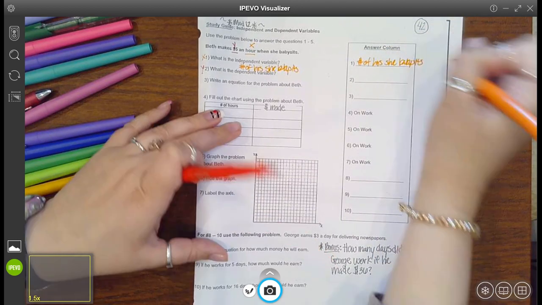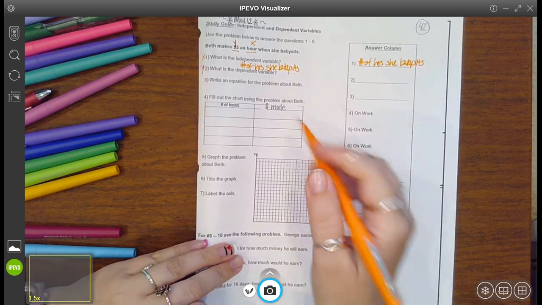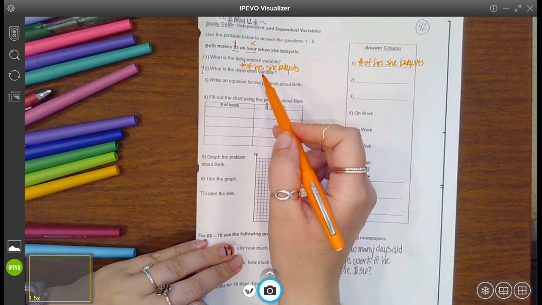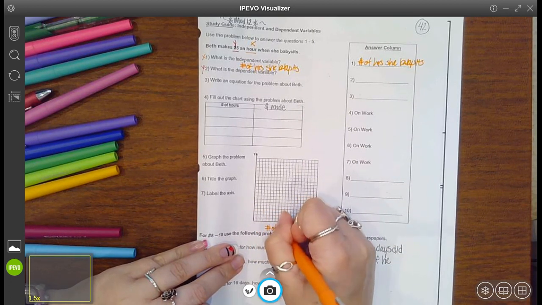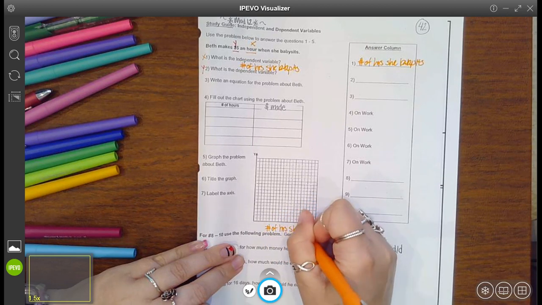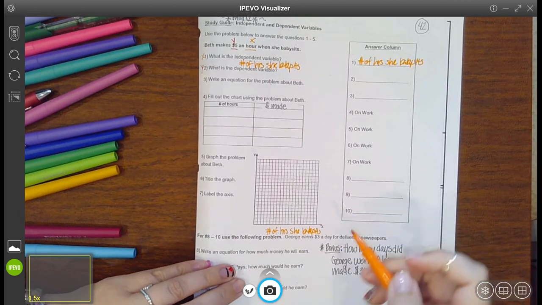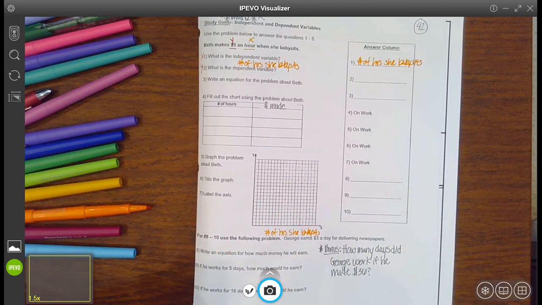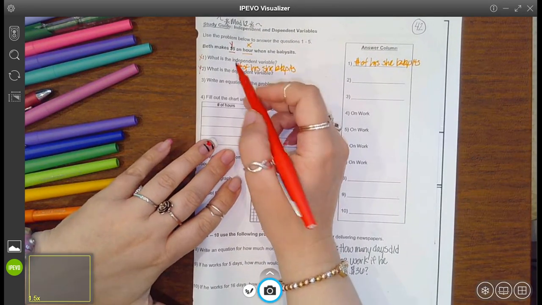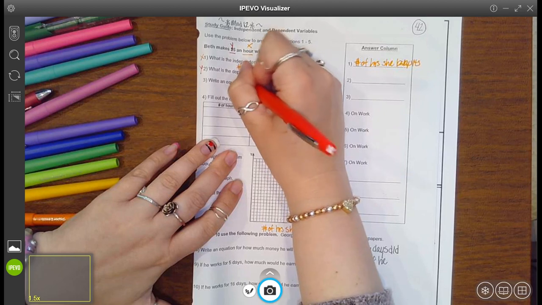And then eventually they're going to ask you, can you label the axes? So that is the independent axis. That's the x-axis. So I'm going to label that here as the number of hours she babysits. That's what you should have labeled the x-axis when they asked you in question 7 to label the axes. Well, the dependent variable is talking about the money, right? So the money Beth makes.